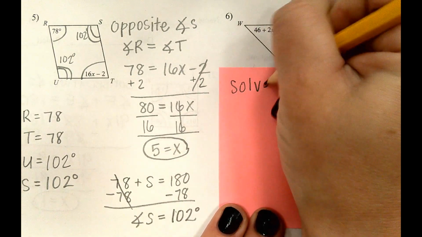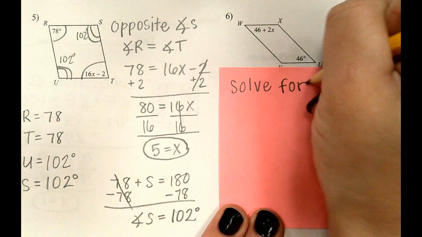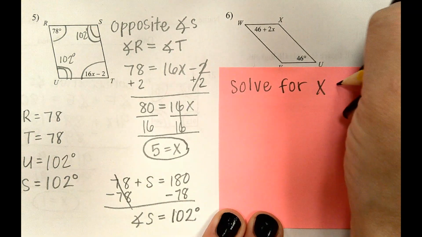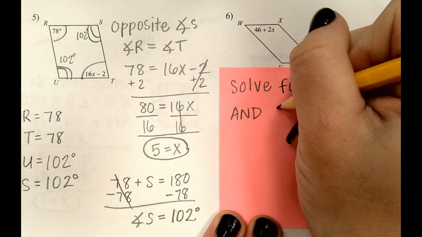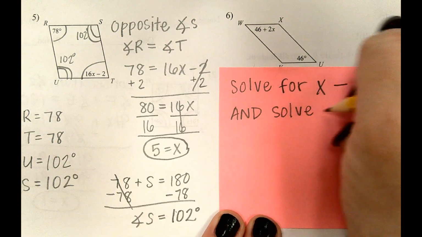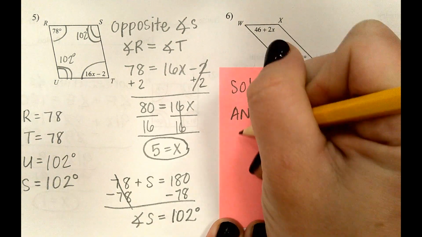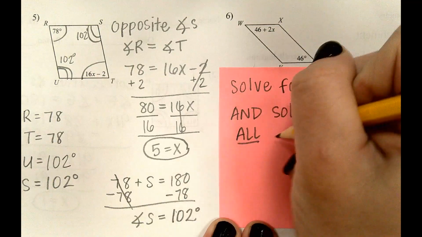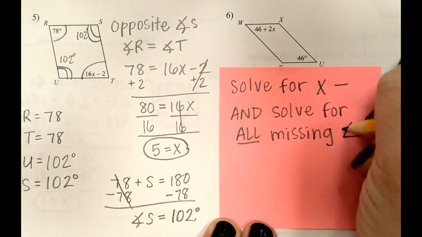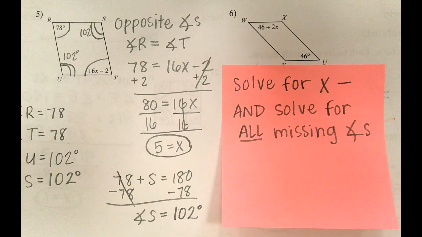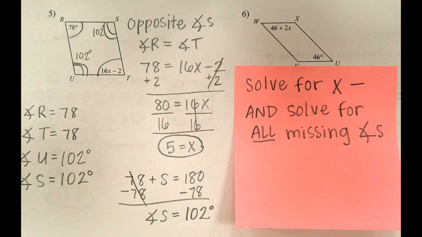Okay, so let me write that. Solve for x and solve for all missing angles. Okay, so I will set a timer and we'll see how far we get.